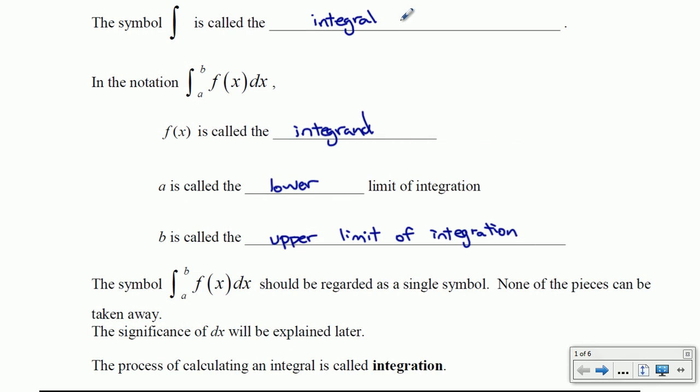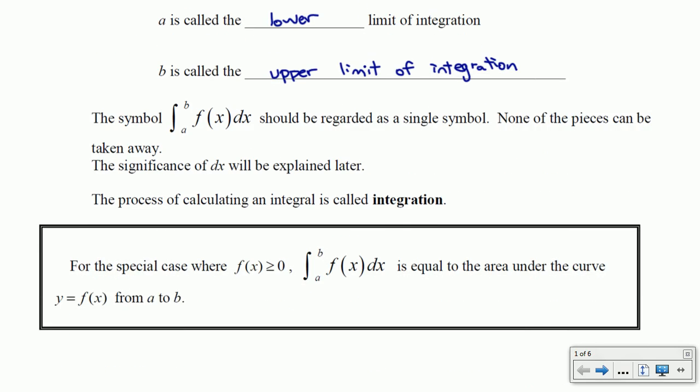So this symbol is called the integral. In this notation, f of x is called the integrand, a is called the lower limit of integration, and b is called the upper limit of integration. This symbol should be regarded as a single symbol. None of the pieces can be taken away, and the significance of dx will be explained later. The process of calculating an integral is called integration.